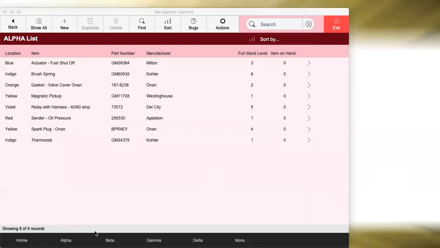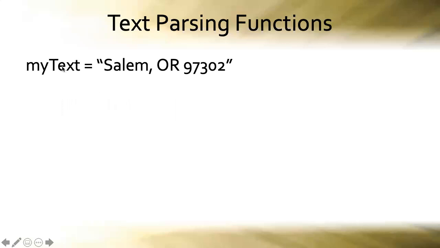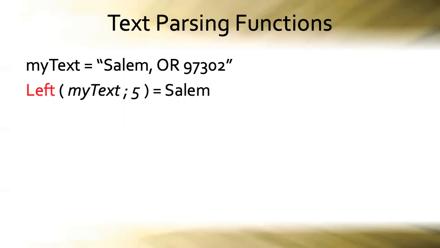Now, let's turn our attention to text parsing functions. Text parsing functions like these. Presume that there's a field or a variable called myText that contains this: Salem, comma, space, Oregon, space 97302, which, by the way, is my hometown. Okay, so let's assume that we've got that field or variable, and we need to grab just the city name out of it. Well, we could do that using the left function. The left function's job is to grab the leftmost X number of characters, here 5, for example, right? Grab the leftmost X number of characters off of that text.